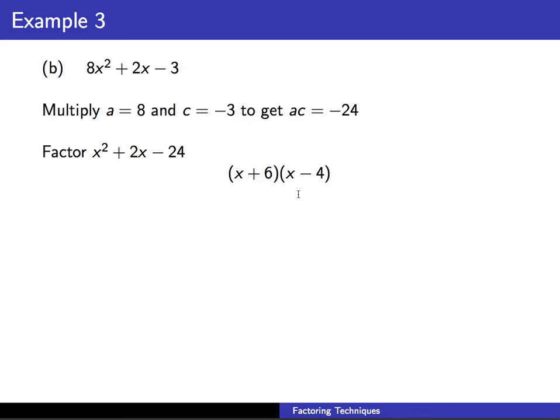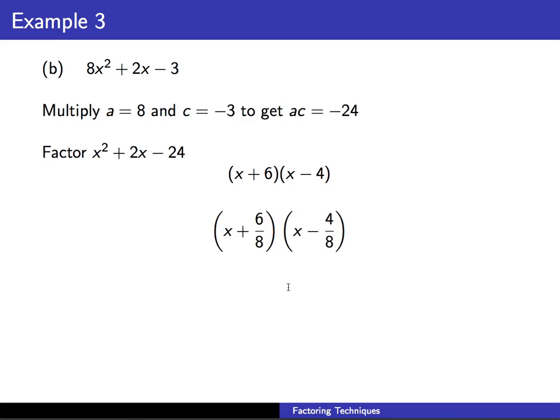However, again, this is not done. We're not done with the problem. We have to take the 6 and the 4. We're going to put an 8 below each one of them. So this 8 that's in front of the x squared, we're going to put below each of those values we got, the 6 and the negative 4.